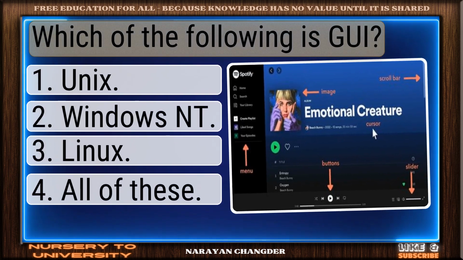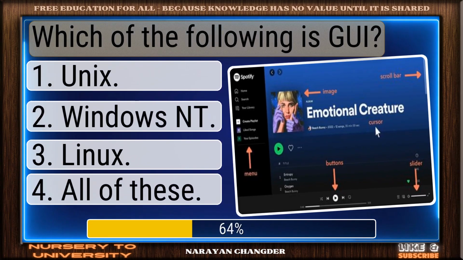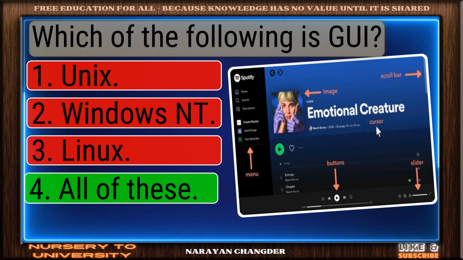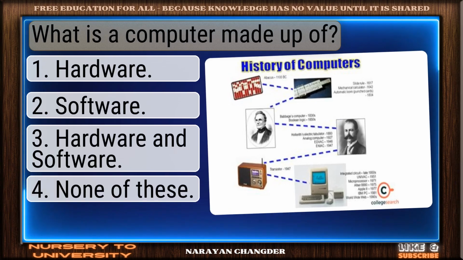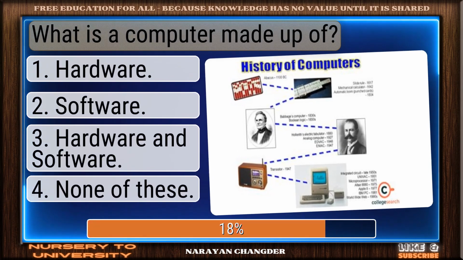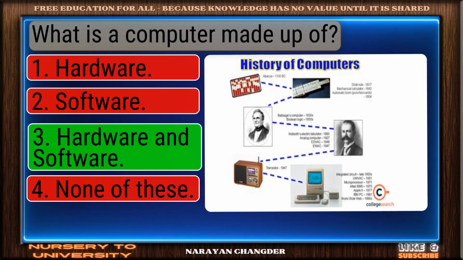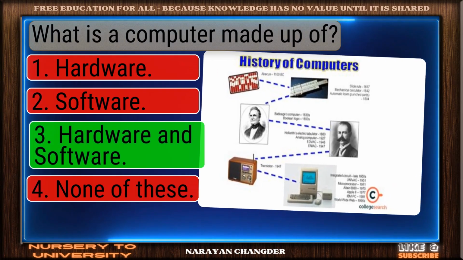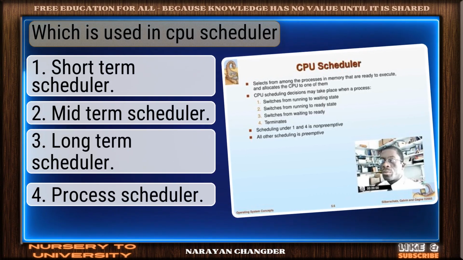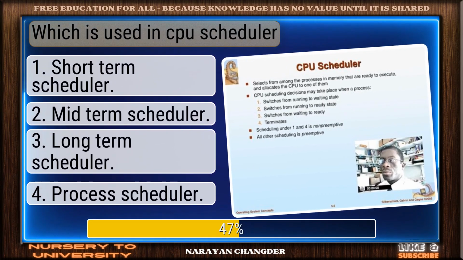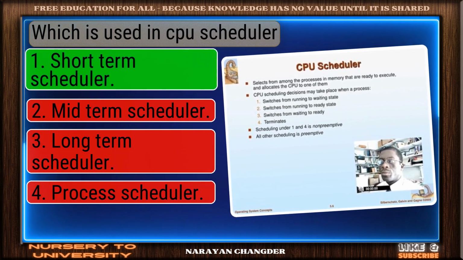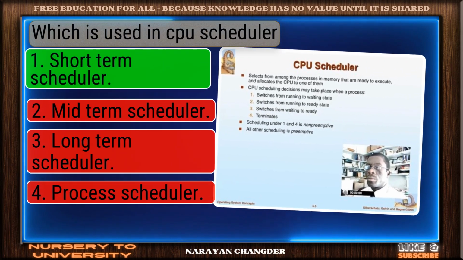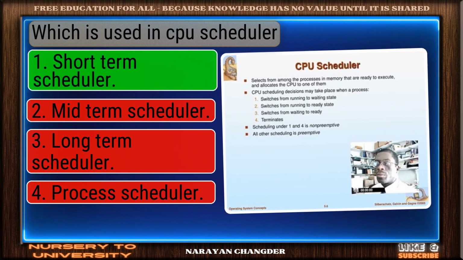Which of the following is a GUI? Bravo. All of these is the answer. What is a computer made up of? Sharp thinking. Hardware and software is the right choice. Which is used in CPU scheduler? Clear logic. Your choice, short-term scheduler, is sound and 100% true.